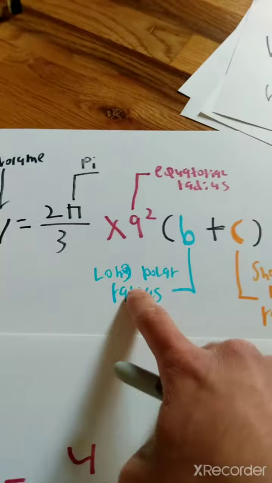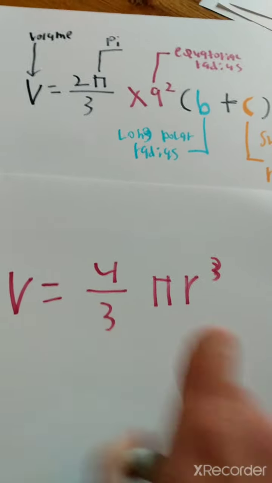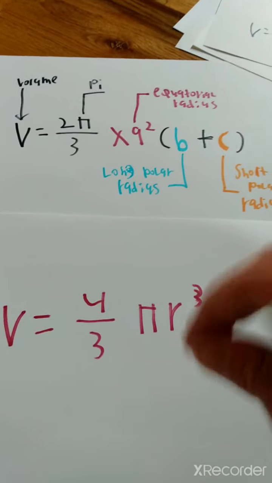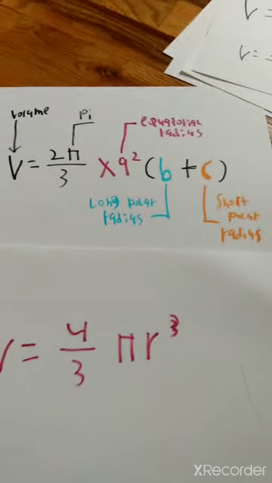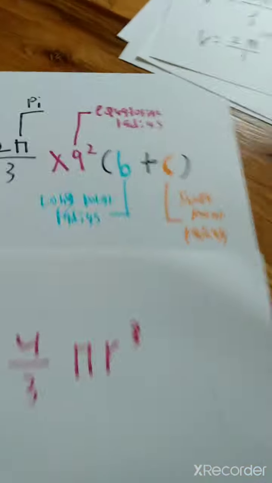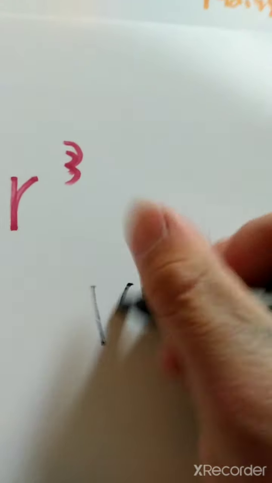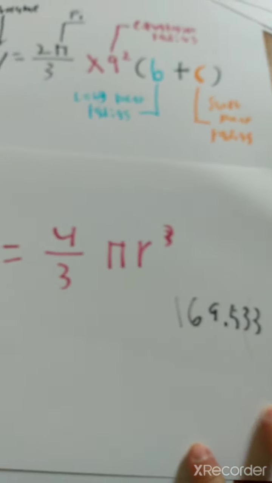So yeah, this formula is sort of like the formula for a sphere. But if we enlarge the sphere and make it taller by increasing the long polar radius, then these extra steps will appear. So, our answer was 169.533 cubic units. And that is what's inside this egg.